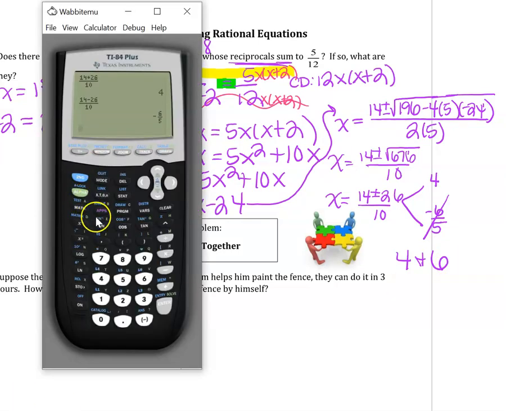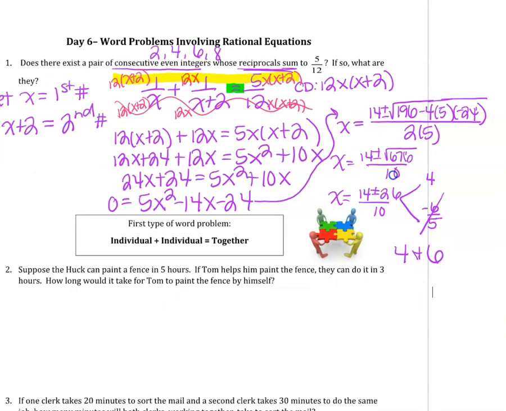Now let's see, does that make sense? If I do 1/4 plus 1/6, those are the reciprocals, right? Math. I get 5/12, which is exactly what I was hoping for. And that's the first word problem.